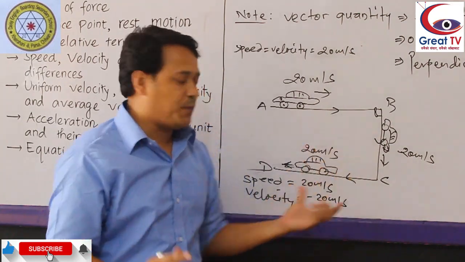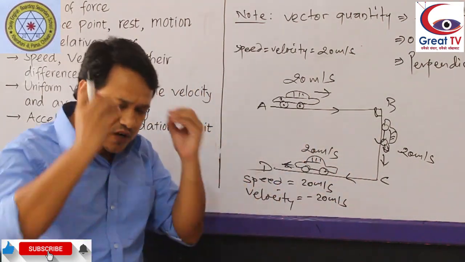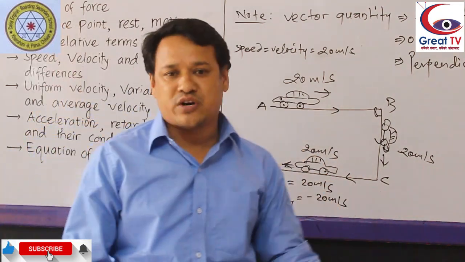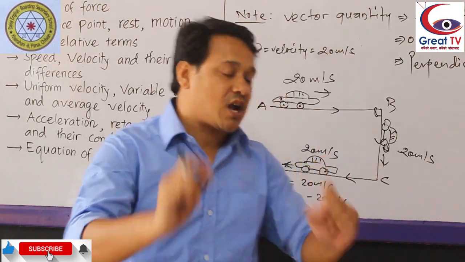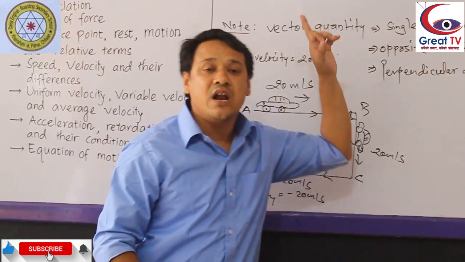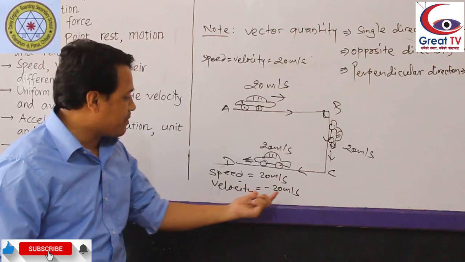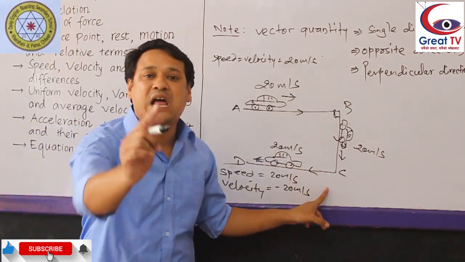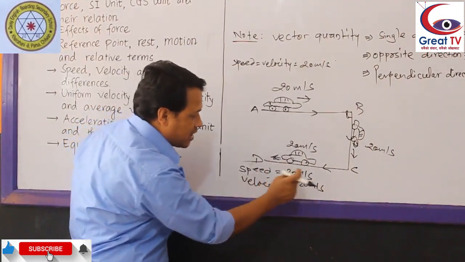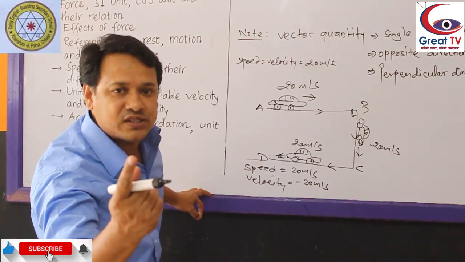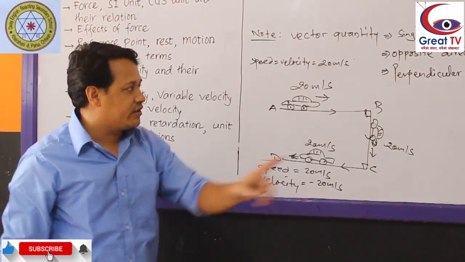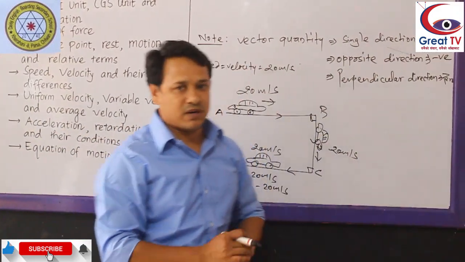Don't be confused. If we consider only the CD path, it is a single path, then velocity is also 20 meters per second, speed also 20 meters per second. No confusion here. But compared with the first one, AB, it is in the opposite direction, so it will be negative, minus 20 meters per second. And with respect to BC, what will happen? Can you guess? With respect to BC, the velocity of the vehicle in the CD path will be 0. It is perpendicular direction, that's why it is 0. So remember that.